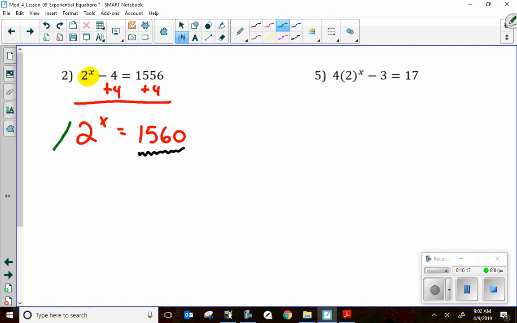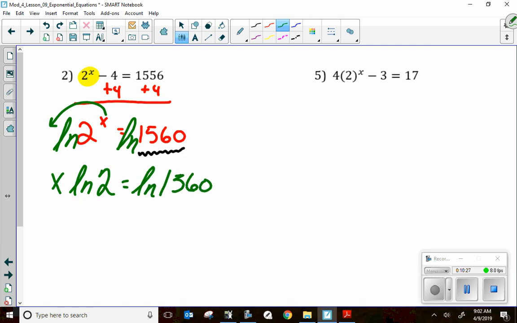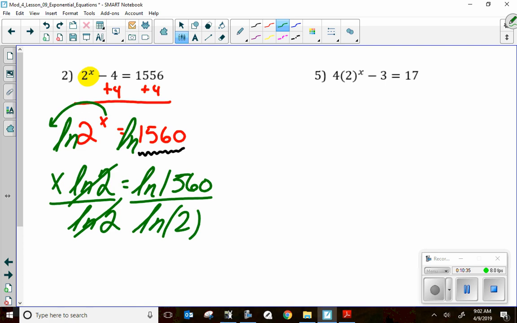I'm going to take the natural log of both sides. My x is going to come down. So I've got x times the natural log of 2 equals the natural log of 1560. Right? I'm going to divide both sides by the natural log of 2. I really should put parentheses. I should get in that habit of doing that. In calculus, sometimes they don't, but it's got to be obvious. But you should get in the habit of doing that.